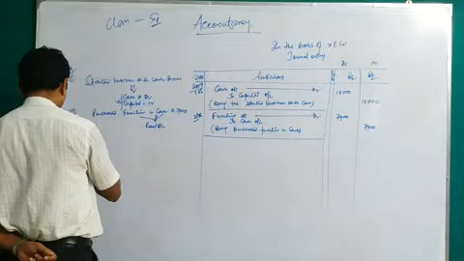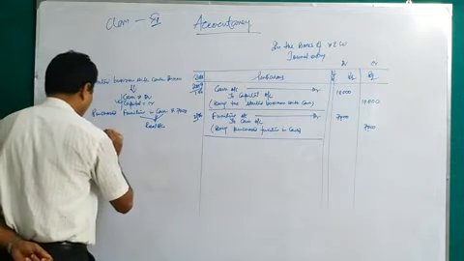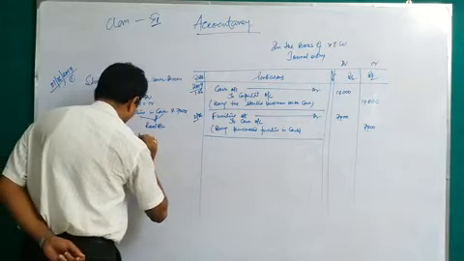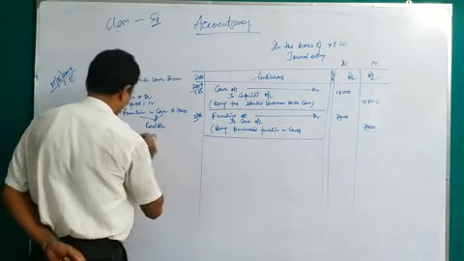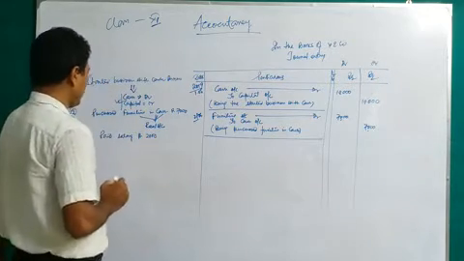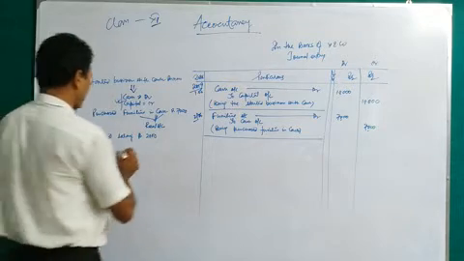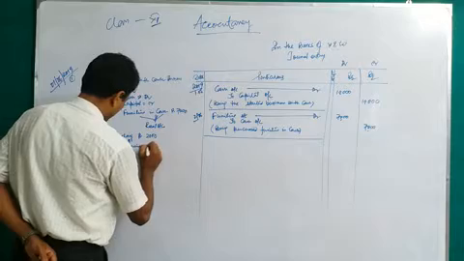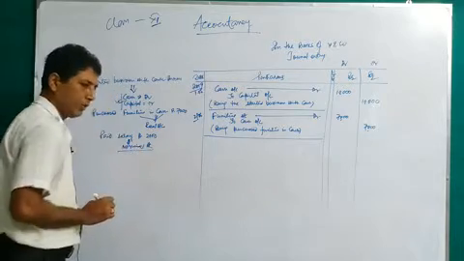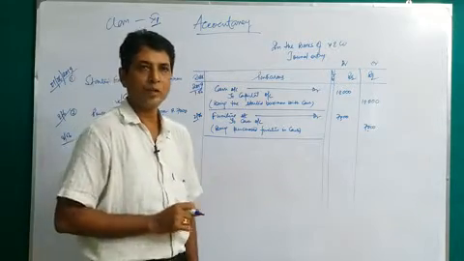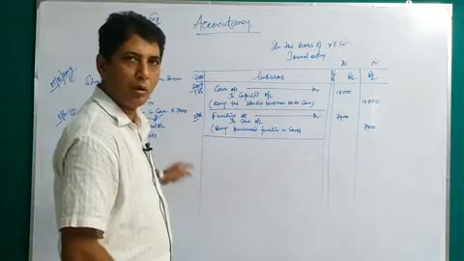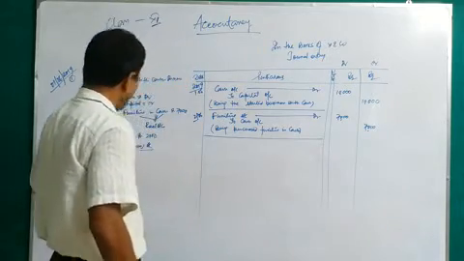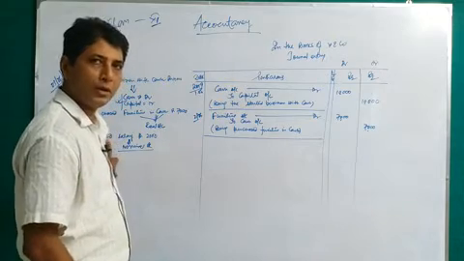3rd June: paid salary, rupees 2,000. Here salary is a nominal account. Account treatment: losses and expenses debit, profits and gains credit. Paid always means cash credit.